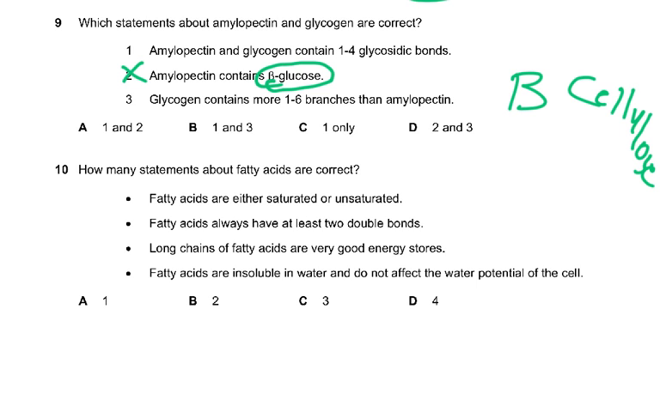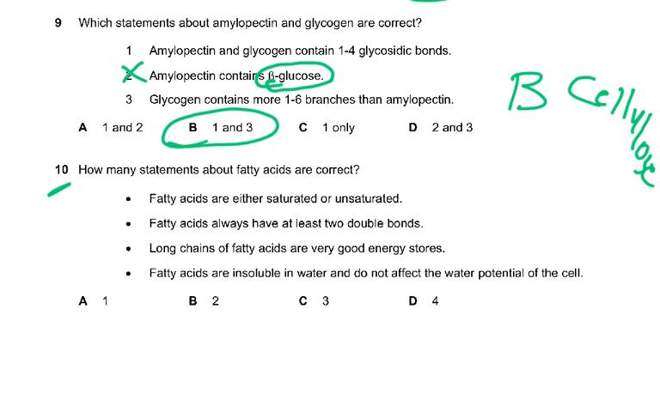Glycogen contains more 1,6 than amylopectin. Yes, both are branched. Amylopectin and glycogen both are branched. Glycogen contains more 1,6. So the answer is 1 and 3. Amylopectin and glycogen both are branched, with 1,4 and 1,6 bonds, but glycogen has more because it has to be more compact. It's a storage molecule. Similarly, amylopectin is part of the starch molecule, which is also a storage molecule.